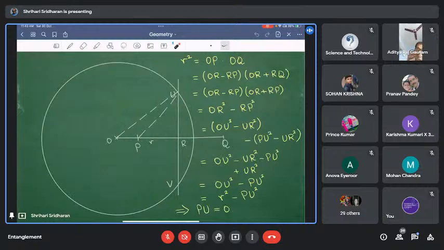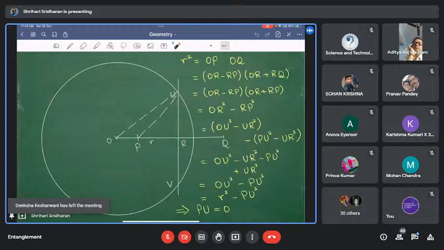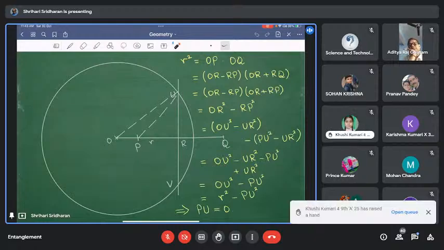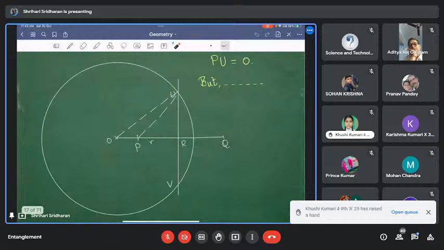What does it mean for PU to be equal to 0? P is a point that we chose from inside of the circle, because we said OP is strictly less than R, and U is a point by construction that lies on the circumference of the circle. PU equal to 0 actually means the distance between the point P and U should be equal to 0. But that can't be true, because by construction, your P is inside the circle and U lies on the circumference of the circle.